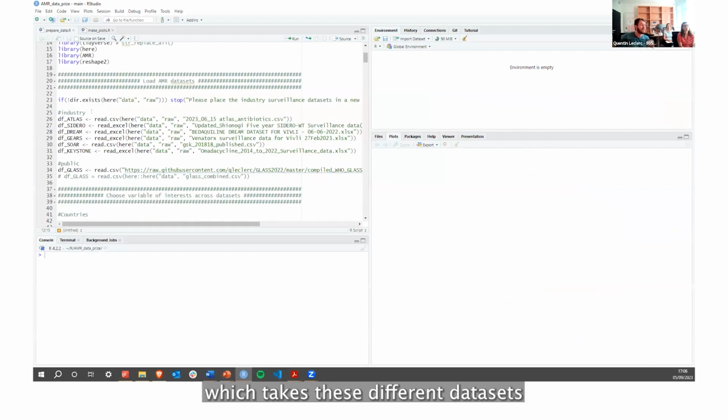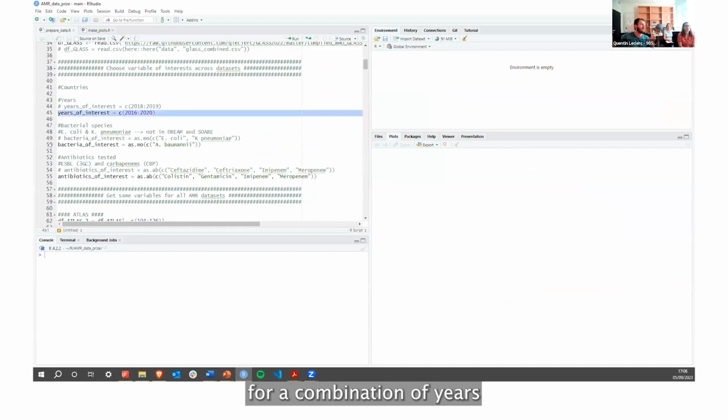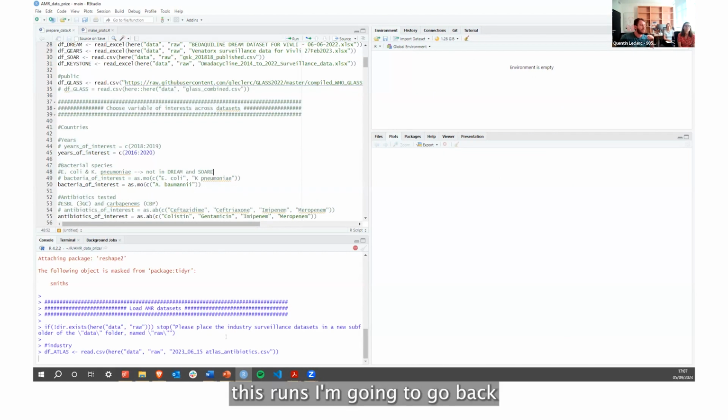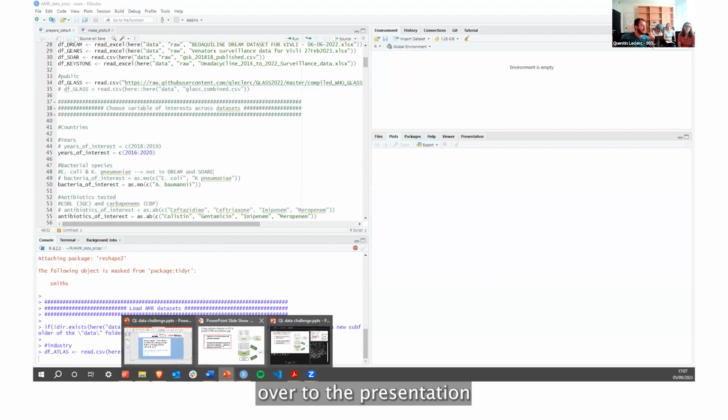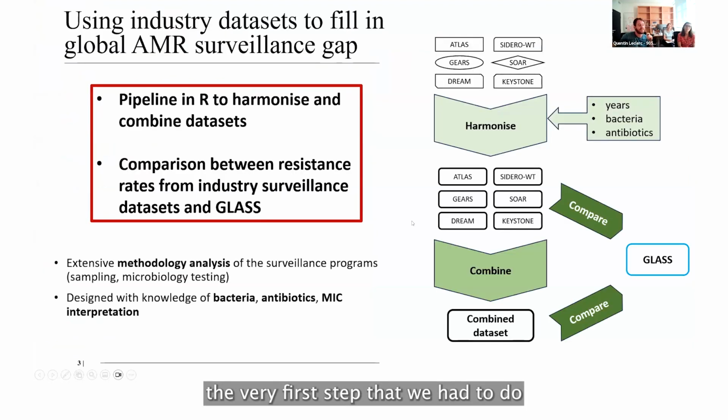This is the script which takes these different datasets and combines them for a combination of years, bacteria, and antibiotics of interest. Now, while this runs, I'm going to go back over to the presentation. Because when we designed this pipeline, the very first step we had to do was to check: does it make sense to combine these different surveillance datasets?